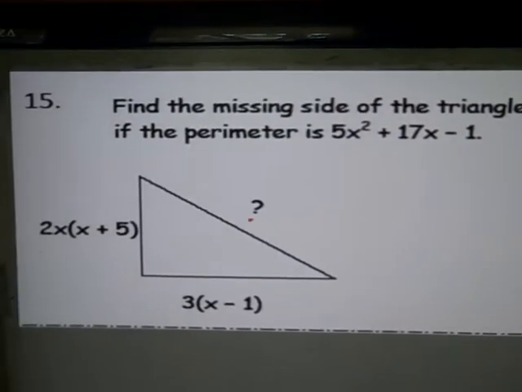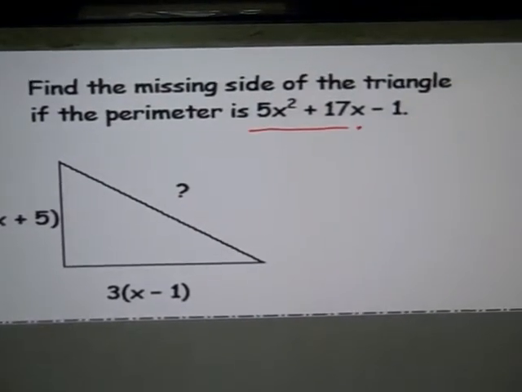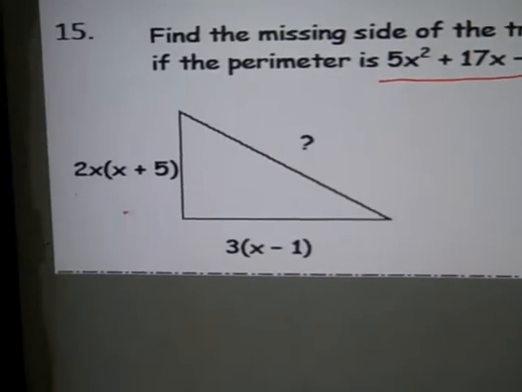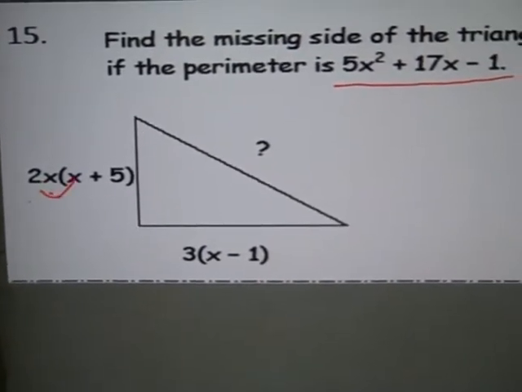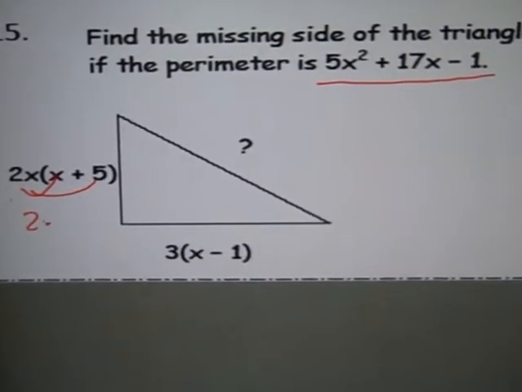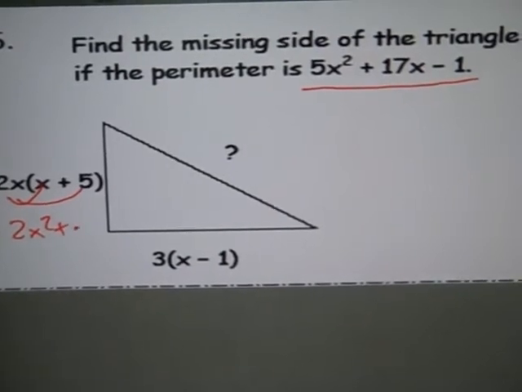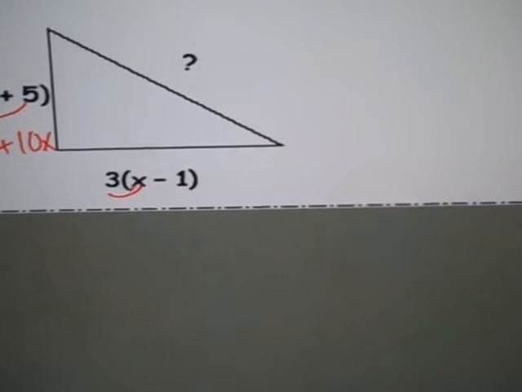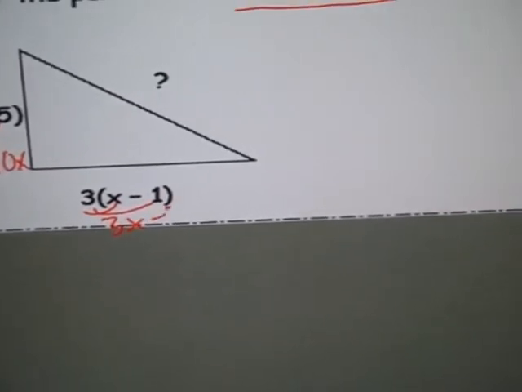Now in the next example, they give the perimeter and they give two sides and give you a missing side. Go ahead and evaluate this side first. Distribute 2x times x, 2x squared, plus 2x times 5, 10x. Then bottom one, distribute 3x minus 3.